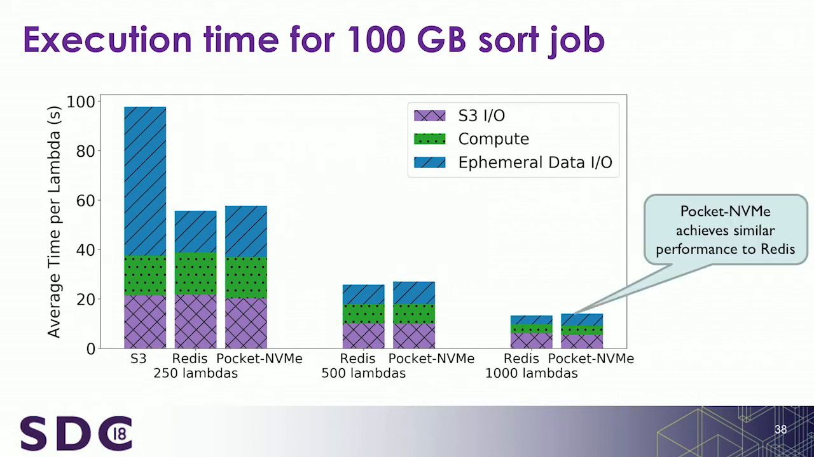The other observation here is that for Redis, we're using DRAM, but for Pocket, we're using NVMe flash here. And as I mentioned before, because this is a throughput-intensive application, we see similar performance using Pocket NVMe and Redis.